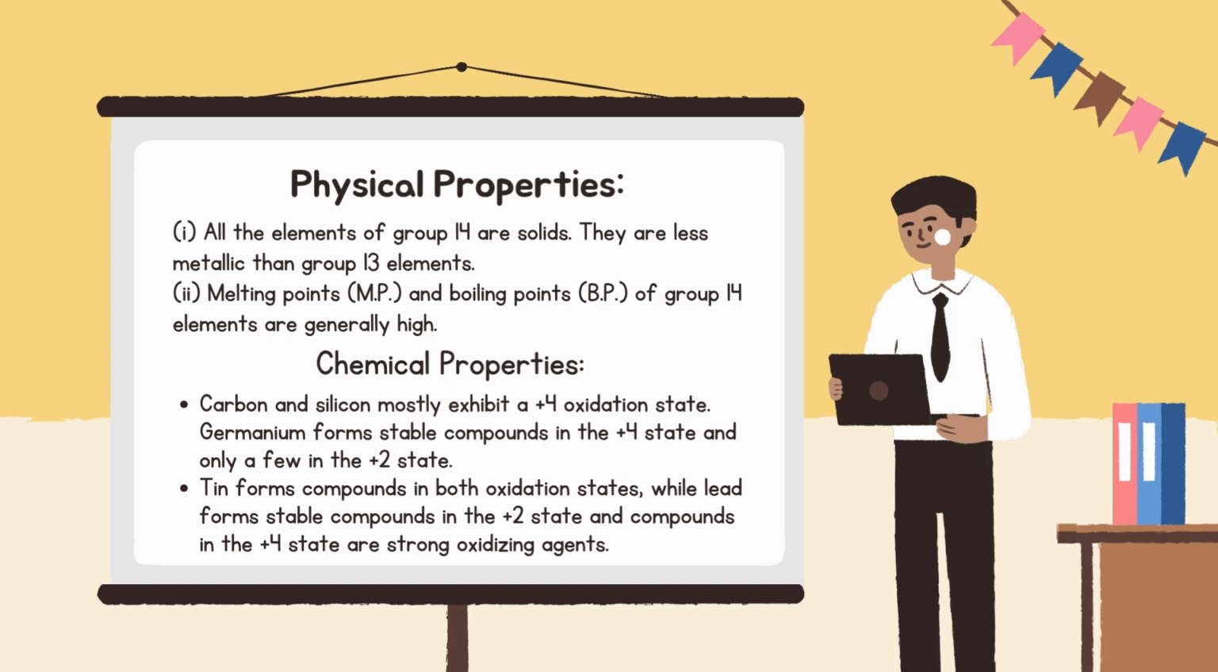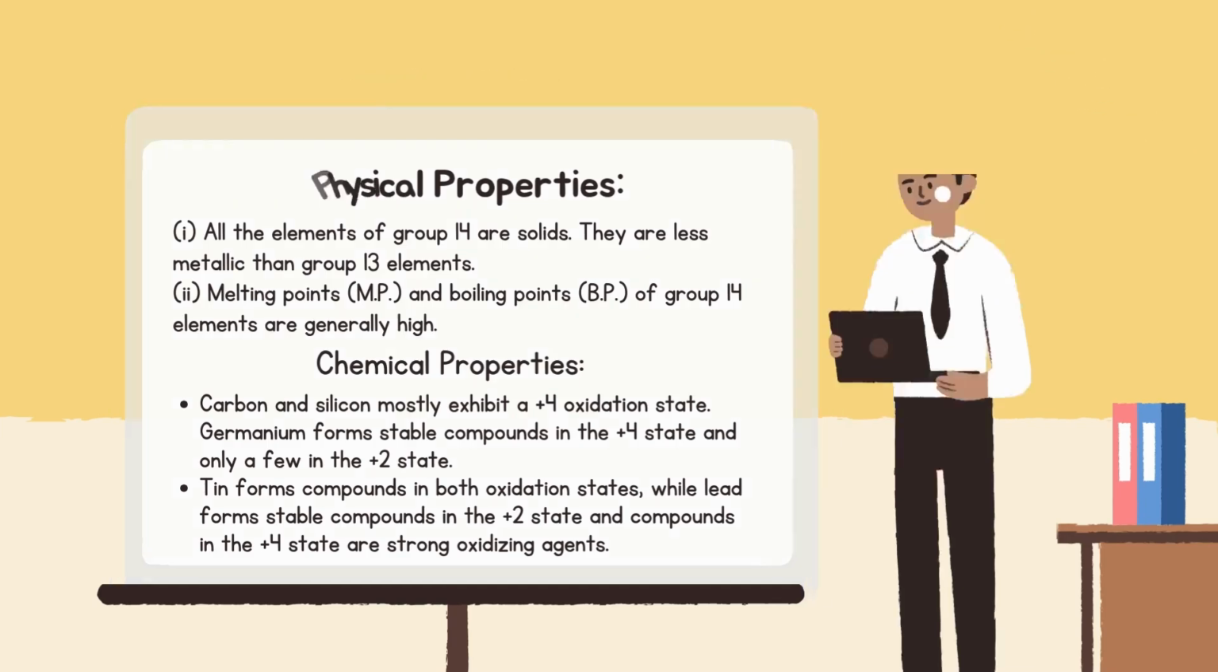Chemical properties. Carbon and silicon mostly exhibit a +4 oxidation state. Germanium forms stable compounds in the +4 state and only a few in the +2 state. Tin forms compounds in both oxidation states, while lead forms stable compounds in the +2 state and compounds in the +4 state are strong oxidizing agents.